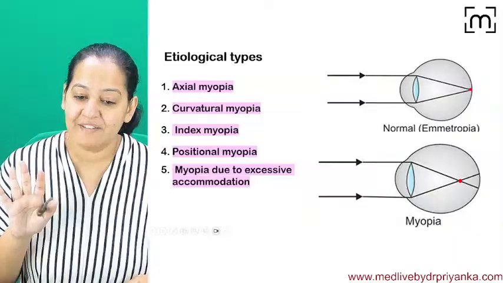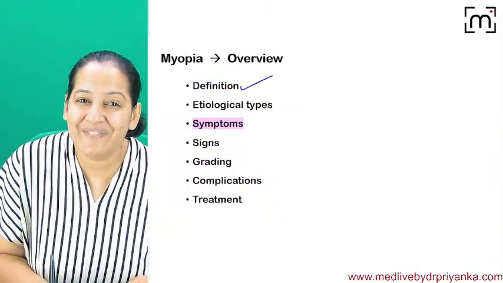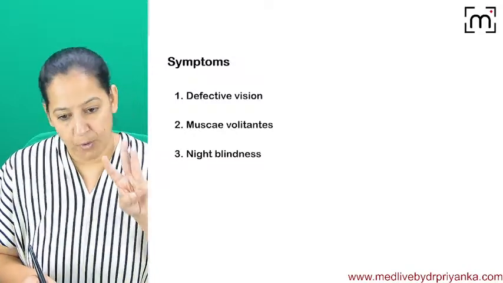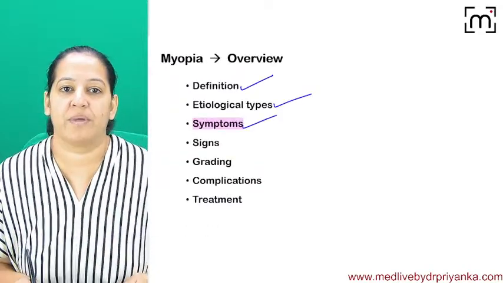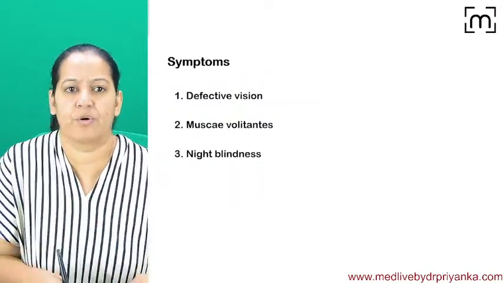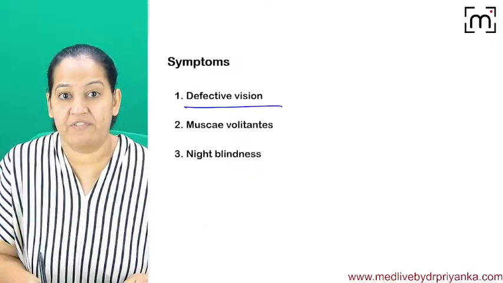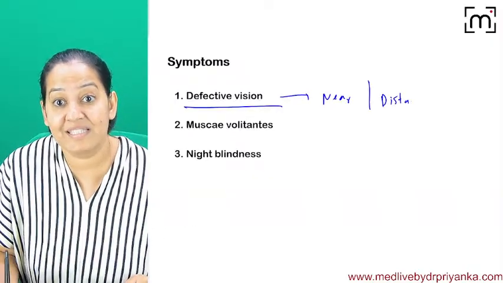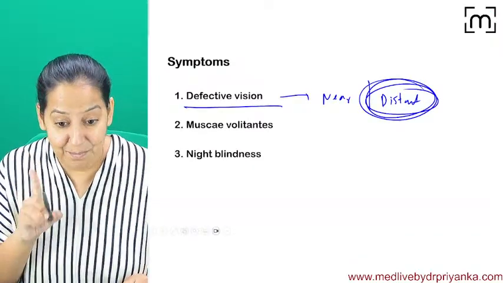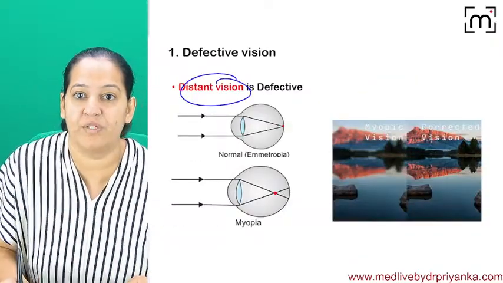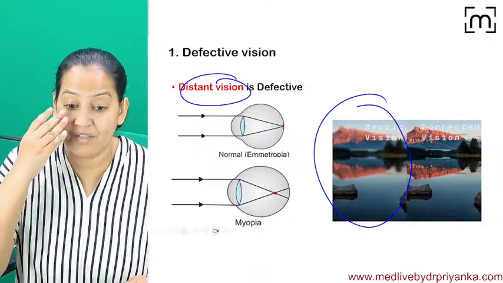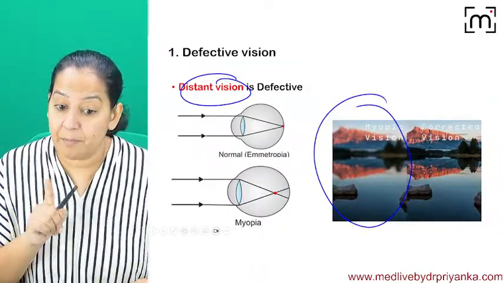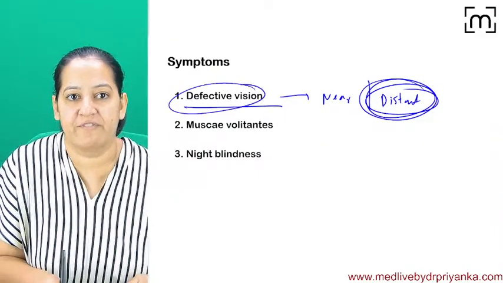Chalo. So these are the 5 etiological types. So we are done with the definition. We are done with the 5 etiological types. Now coming to symptoms. There are only 3 symptoms. What are the 3 symptoms? The person has defective vision. Which vision is defective? You tell me. Near vision or far distant vision? Here distant vision is defective. In myopia, it is the distant vision. If someone is looking at a mountain, it will be defective vision. But if someone is reading a book, it's normal. So that's myopia. Okay, distant vision is defective first.